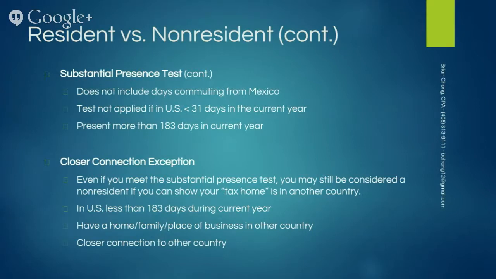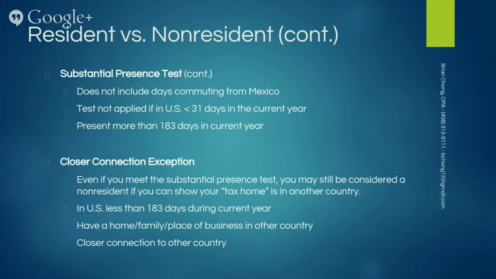Some things that don't count as days being in the United States are if you're commuting from, let's say, Mexico. And as Jennifer pointed out, if you haven't even lived in the U.S. for 31 days during the current year, then you're automatically a non-resident. But there is an exception.